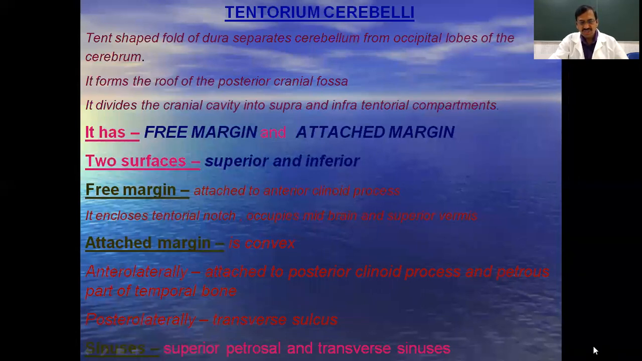Next, coming to the different parts of the tentorium cerebelli. It has two margins: the anterior margin, which is a free margin, and the other margin, the attached margin. You can see here, this is the posterior, attached margin. And this is the U-shaped free margin. This is the attached margin, and this is the U-shaped free margin.